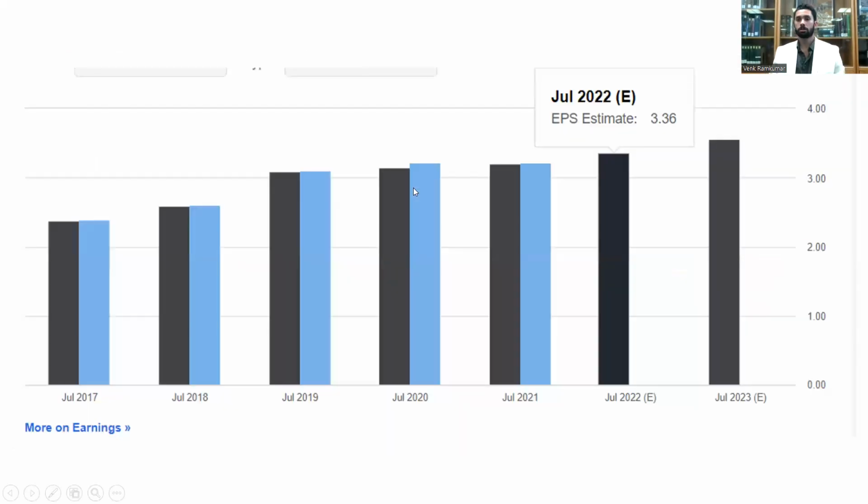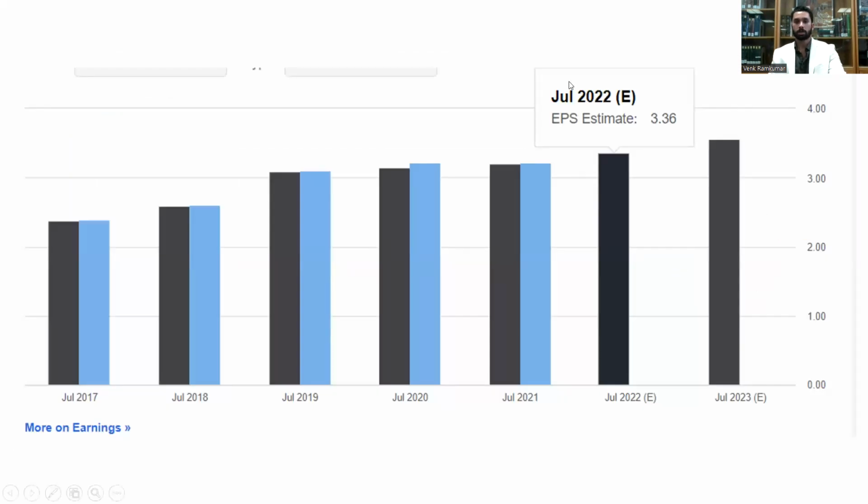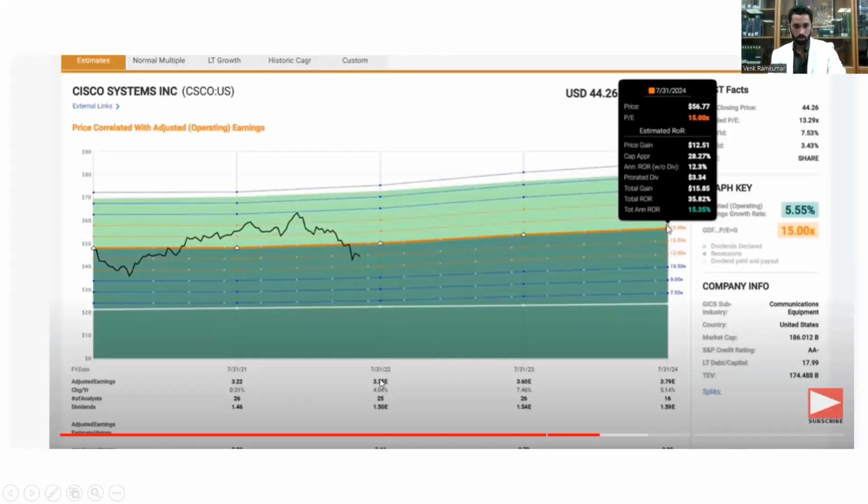Before you do that, you have to look at other resources and see what other resources are saying. You can't just rely on Fast Graphs or whatever. I'm just using Fast Graphs as another resource. Okay, so I go here. I look at the July 2022 estimates. $3.36. July 2022, $3.35. Right.